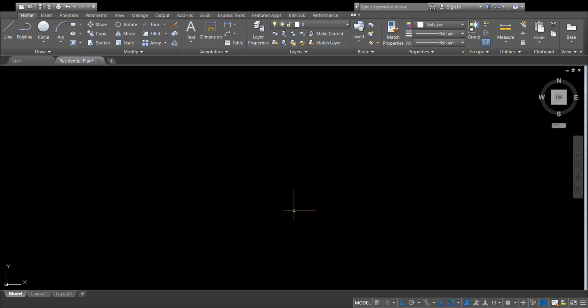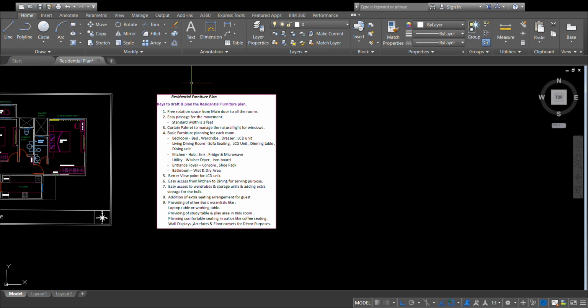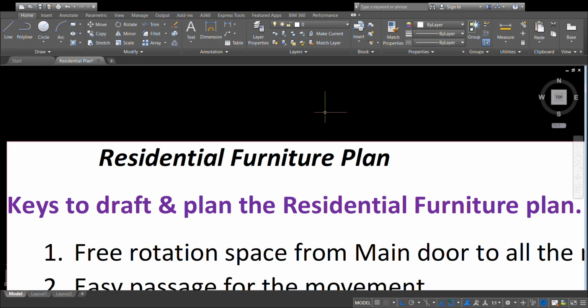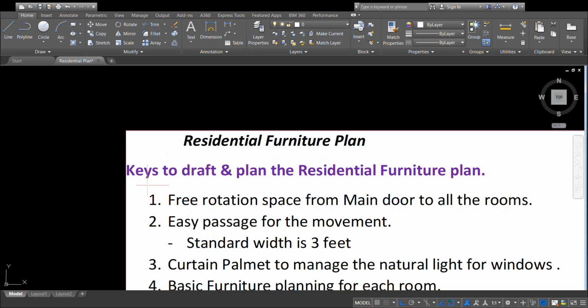So let's begin our topic today. Our today's topic is residential furniture plan. This is of course the favorite topic of designers, as designing a residence is always liked by most designers. So in our today's topic, residential furniture plan, I'm going to explain to you the key points or the important features that are required to draft and plan the residential layout.